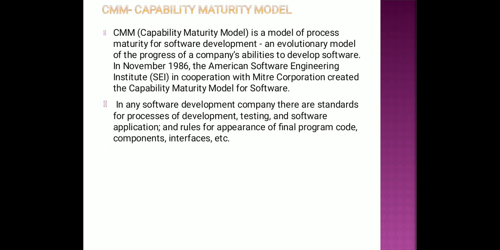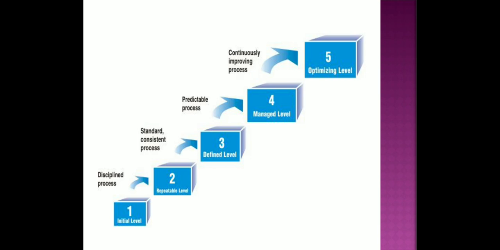The final topic in Unit 5 is the capability maturity model. The American Software Engineering Institute, SEI, in cooperation with MITRE Corporation, created the capability maturity model for software. The five levels are initial, repeatable, defined, managed and optimizing. Level 1 to level 2 needs a disciplined process. Level 2 to level 3, we should follow a standard, consistent process. Level 3 to level 4, a predictable process, where the outcome should be known by the developer. Level 4 to level 5, a continuously improving process.